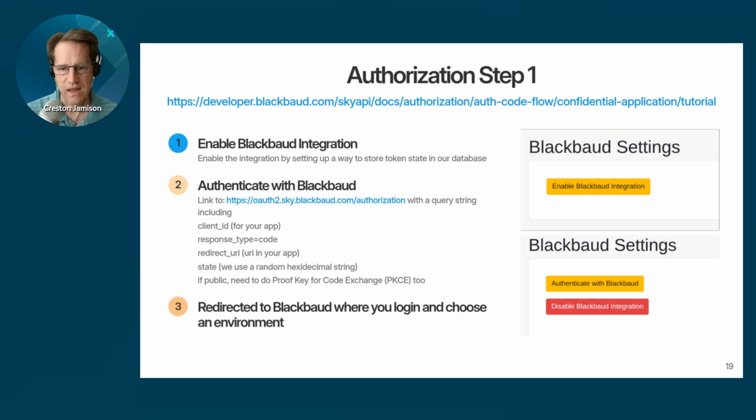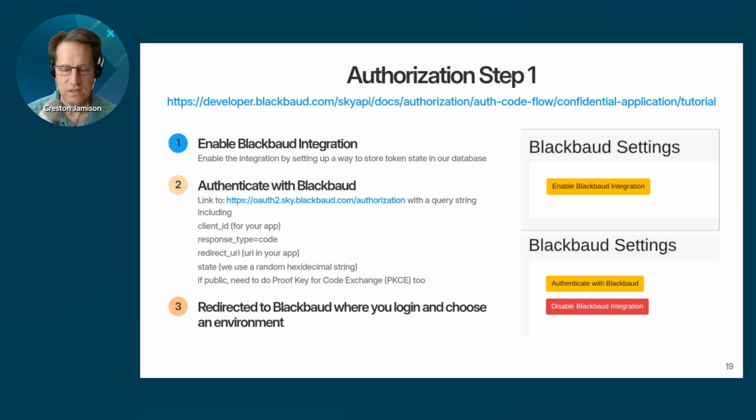All right, now here's how you actually do an authorization step. If you look at the link up above, you can see it's confidential application tutorial at the end of that URL, so this is for confidential applications. The first step that we did is have a button in our system. If you look at the image on the top right, enable Blackbaud integration, we have this button that they can click within their account, and that enables the Blackbaud integration. Basically, what it does is it reserves a space in our database to store token information, like the actual tokens as well as the expirations.